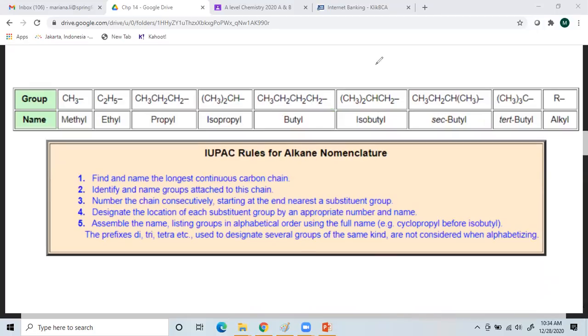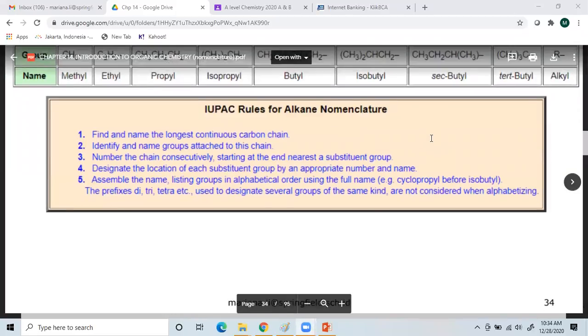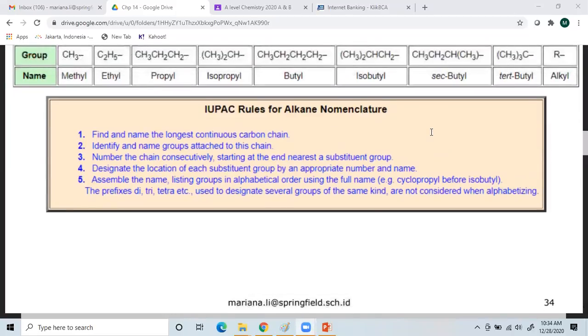Okay, next we want to learn about IUPAC rules for alkane nomenclature. First, find and name the longest continuous carbon chain. Wait, I want to use another color. Okay, so let's say I have this compound. What is the name for this? You just count the number of C's, right? 1, 2, 3, 4, 5, 6, 7, 8. So this is octane, since the longest chain consists of 8 C's. You just complete it with H later on.